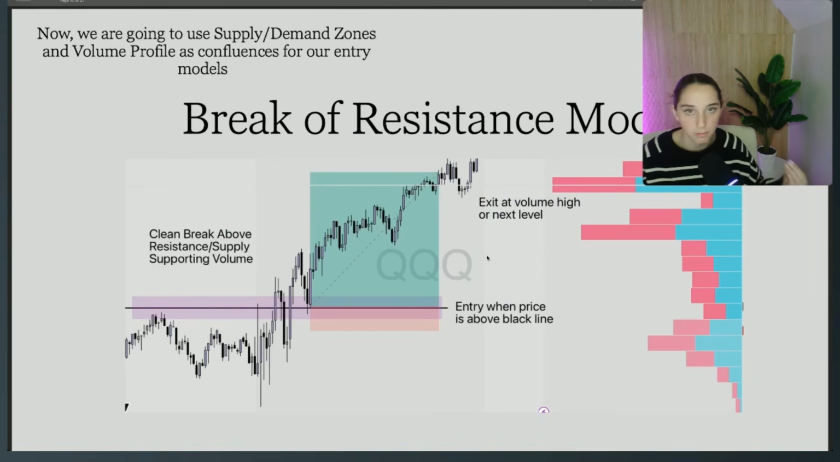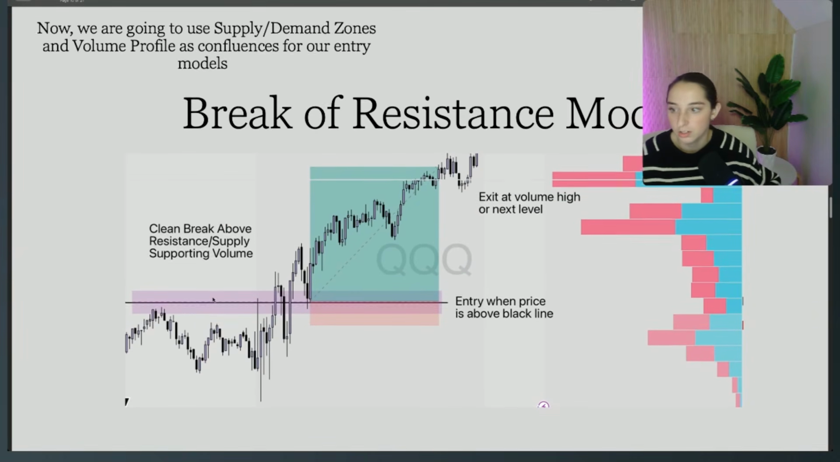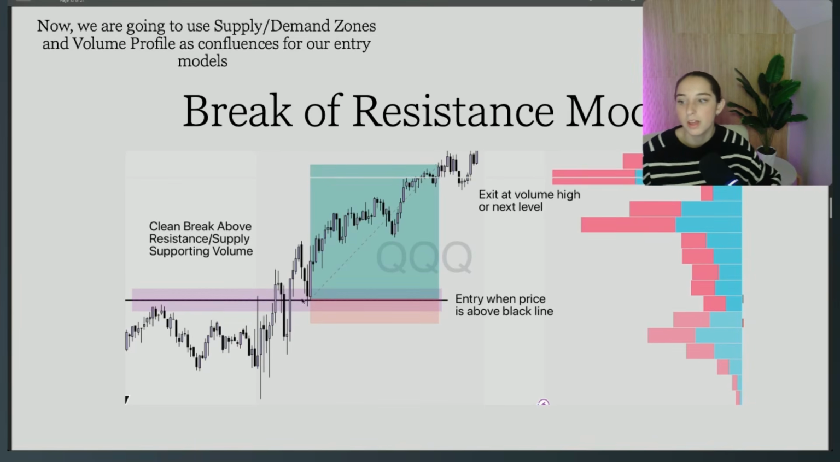Now, for some real examples, the first one here, we have the break of resistance model. Price is trading below this first resistance level, and we also have a nice supply zone. We see price break above that resistance supply zone, and we actually get a retest back into it. Why is this so important? We don't see a displacement candle holding above that resistance level. This first candle is a displacement candle, but it's the one that broke through.